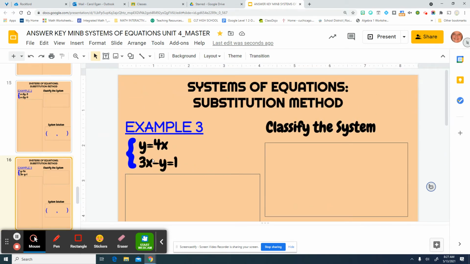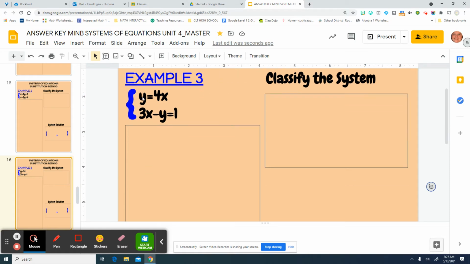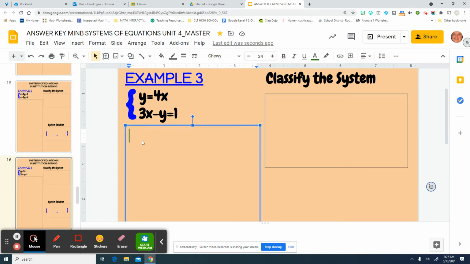Now, if I look here, I'm not ready to classify the system because I don't have this second equation written in slope-intercept form. So I'm going to wait until after I solve it to classify the system. So I know y equals 4x, right? This would be no different than if it said y equals 1. I would be able to take the y out of that second equation and put 1 in. In this case, I'm not going to put in 1, I'm going to put in 4x. So step 1, isolate, that's been done for us. I don't have to do that work. They've done it for me.